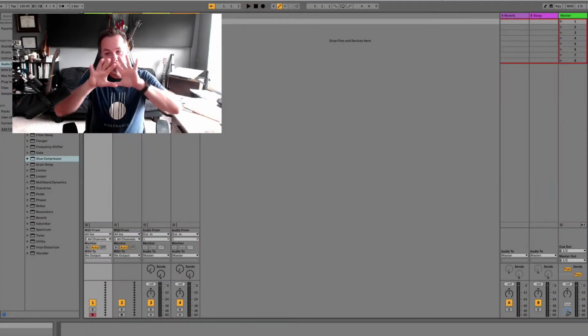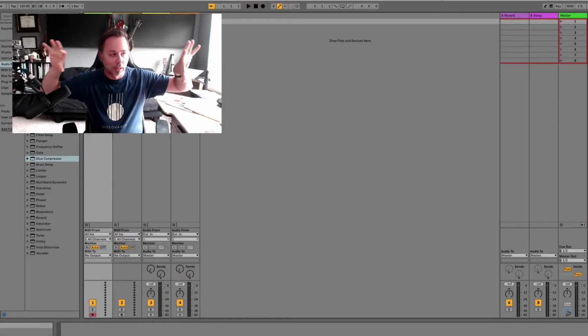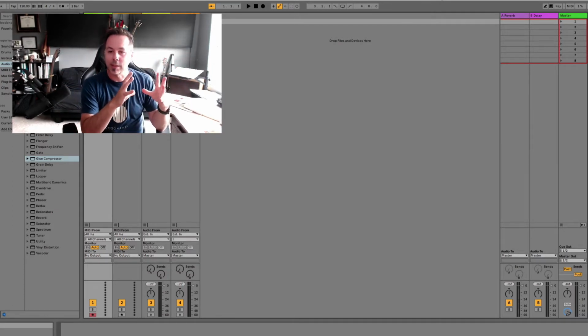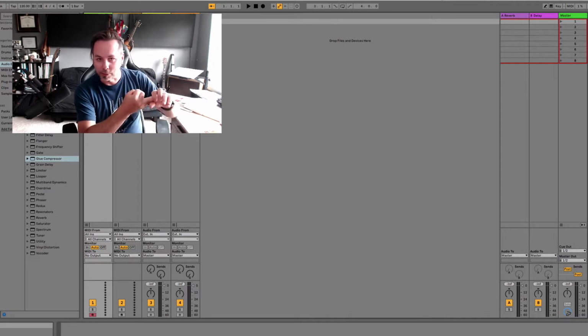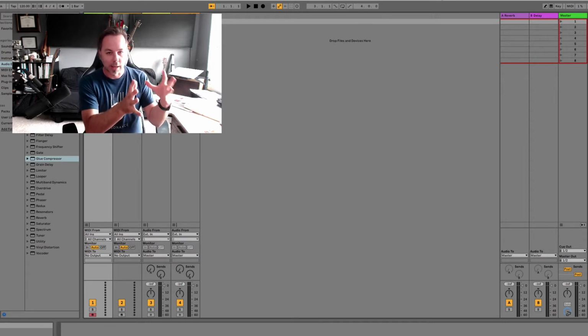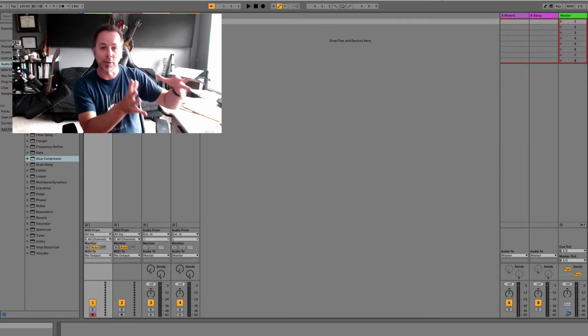Separate everything into two categories, okay? And this is how we're gonna run this class. Category one is the composition, okay? This is all the notes and all the rhythms, right? Getting everything in the right place, worrying about the actual creation of the song, okay? That's in our first bucket. We're gonna deal with that first.